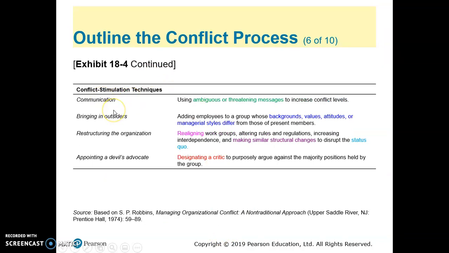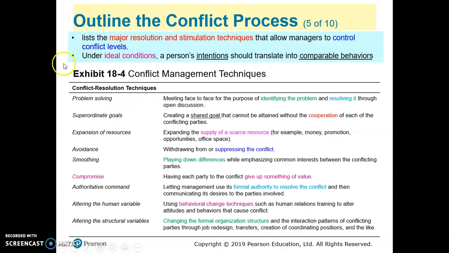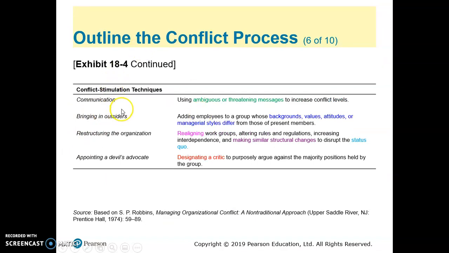So this slide is more of the conflict stimulation techniques. The previous slide was about techniques to resolve conflicts. This one is about techniques to stimulate or increase conflict. One is through communication. If individuals use ambiguous or threatening messages, this can increase conflict levels among the individuals.